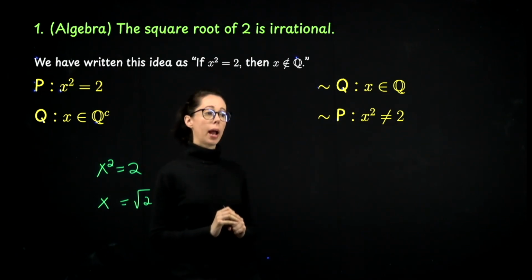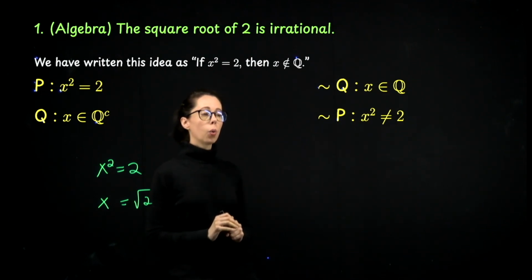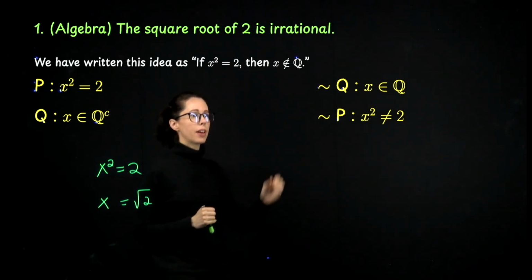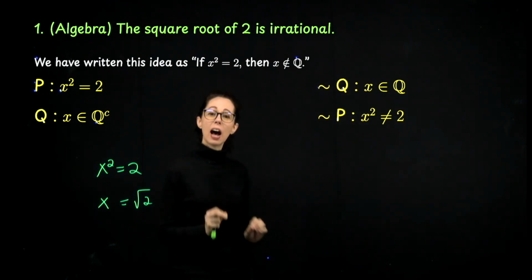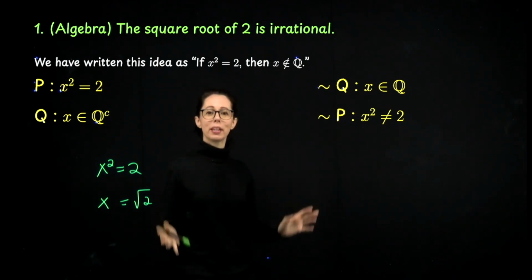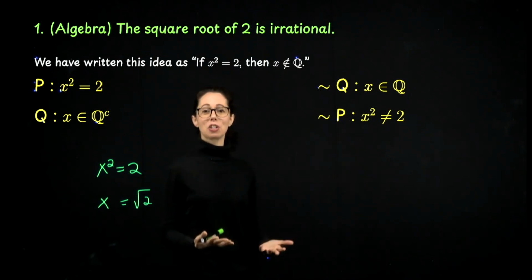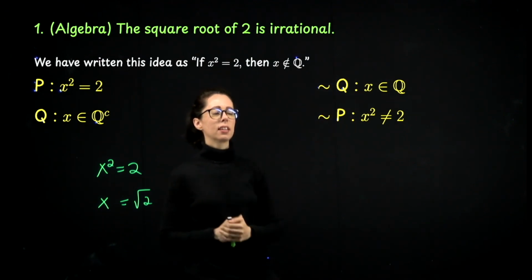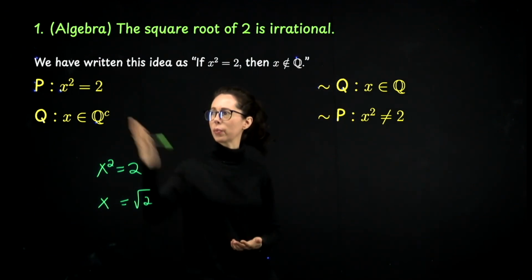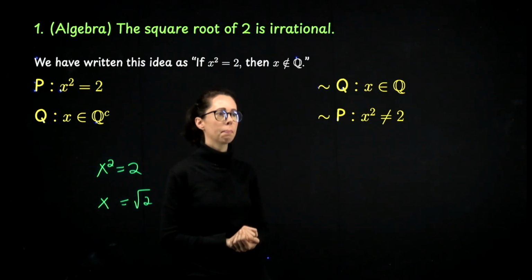Thinking now about perhaps proving the contrapositive, what we would want to say is if x is a rational number, then x squared is not 2. It's one of the infinitely many numbers which is not 2. So this is very specific. This is a bit vague, kind of like we had a specific piece of information over here.